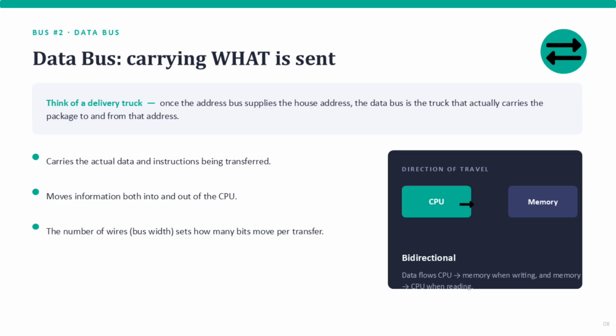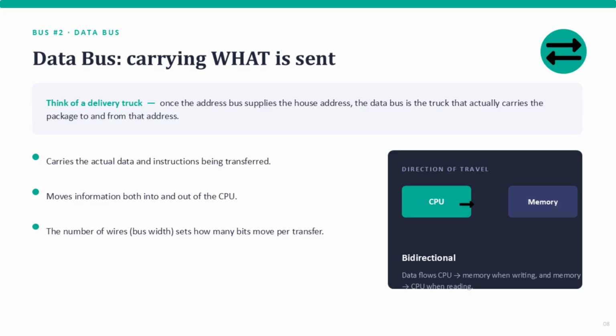In a computer, the address bus is like the address written on the delivery label, while the data bus is like the delivery truck carrying the package. The data bus carries the actual information between the CPU and memory.